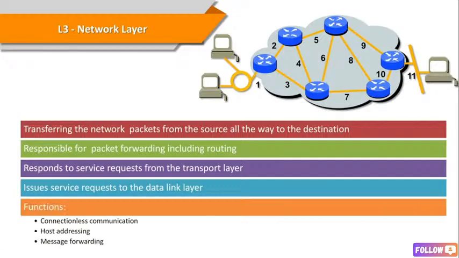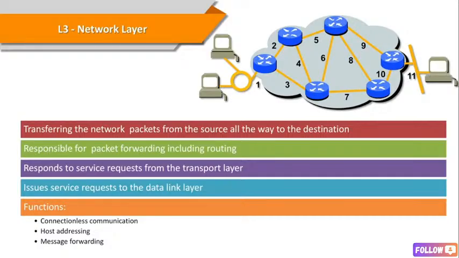So here are the functions of the network layer. Connectionless communication. For example, IP is connectionless in that a data packet can travel from a sender to a recipient without the recipient having to send an acknowledgement. Connection-oriented protocols exist at other higher levels of the OSI model. Host addressing. Every host in the network must have a unique address that determines where it is. On the internet, addresses are known as IP addresses, right?